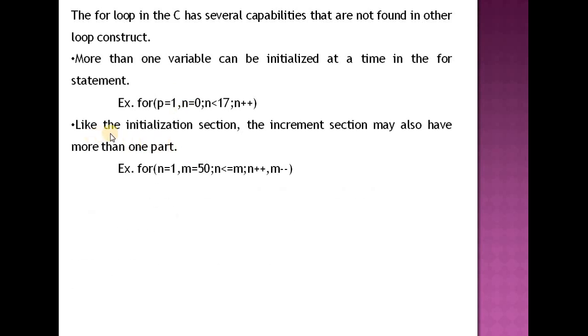Second, like the initialization section, the increment section may also have more than one part. So here you can see n plus plus, comma, m minus minus. So two variables have been changed at the same time in a single for loop.